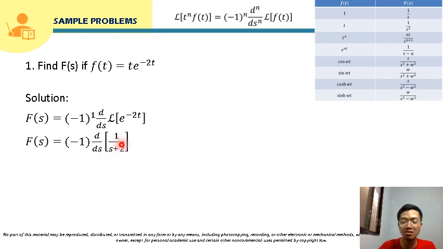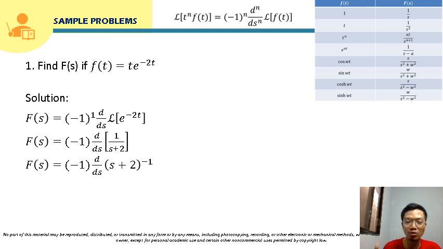To derive this, we can apply the quotient rule for derivatives, but we can also just simplify it. We can rewrite 1 over s plus 2 as s plus 2 quantity raised to negative 1. This s plus 2 raised to negative 1 is equivalent to 1 over s plus 2. So we can now derive this using the power rule, and at the same time we will use the chain rule for differentiation.